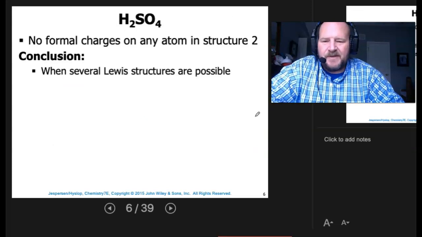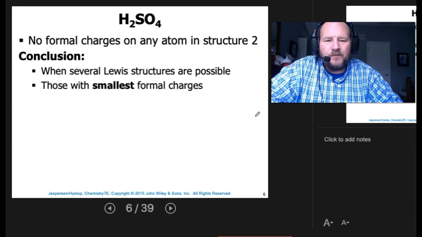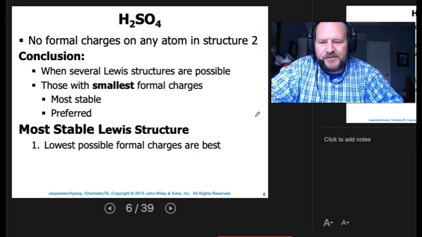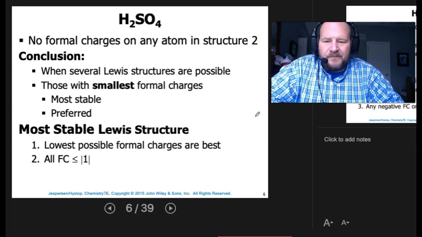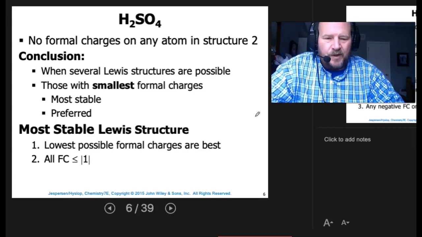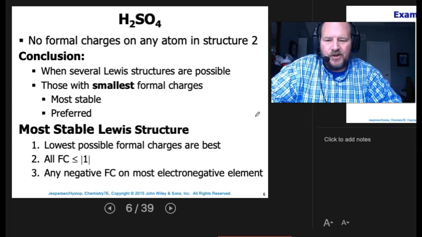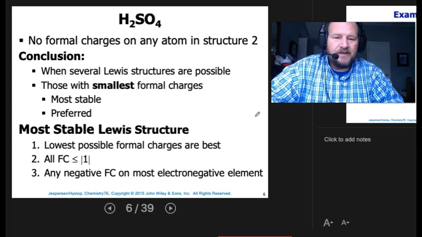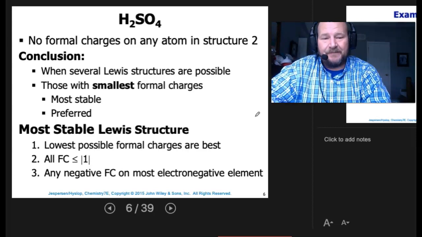So the conclusion for that then becomes: when several Lewis structures are possible, those with the smallest formal charges tend to be the most stable and thus preferred. Okay? Now, for the most stable Lewis structures, the lowest possible formal charges will always be best, and all of your formal charges should be less than or equal to 1, whether it be positive 1 or negative 1. Any negative formal charge has to be on the most electronegative element. Okay, so if there is a formal charge and it's negative, it has to be on the electronegative element.